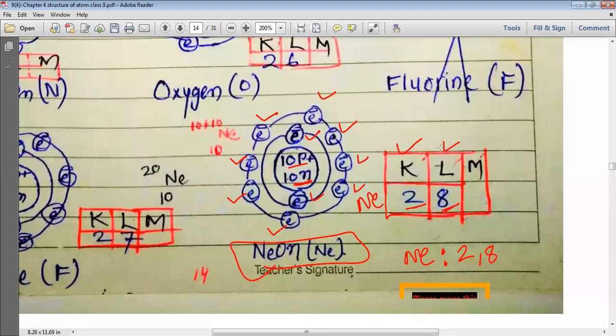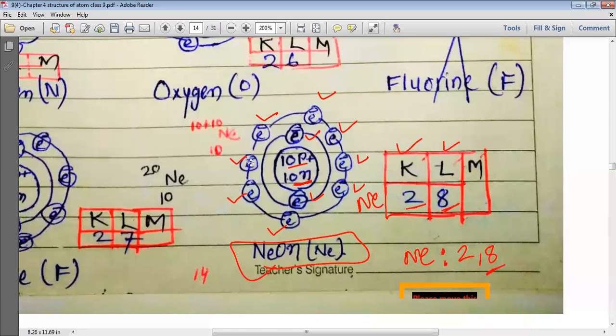We are well aware that in the K shell we can fill a maximum of 2 electrons, and thus the limit is over. Now if we want to add an electron, that particular electron has to be added into the next shell, my dear students.